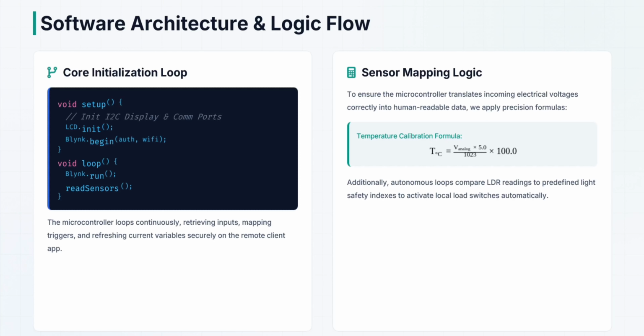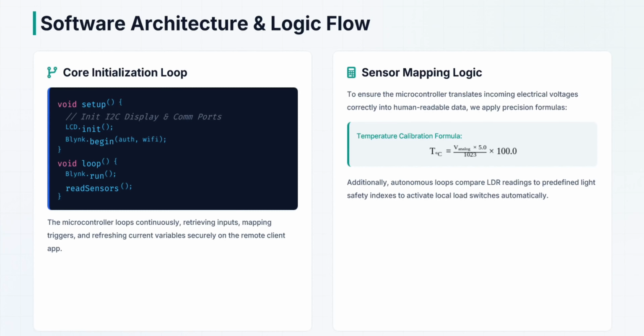Therefore, each discrete digital step represents a resolution of 5 volts divided by 1024, which gives us 4.88 millivolts. So our resolution is approximately 4.88 millivolts.